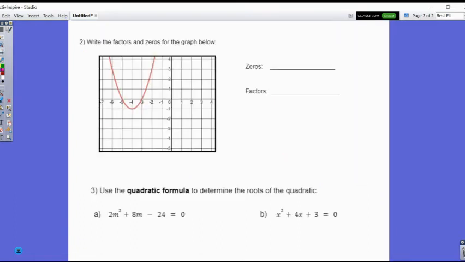So if we go ahead and flip on over to the back, question 2 wants us to write down the factors and the zeros for this graph. So to find the zeros, we are looking at where the graph crosses the x-axis. Identify those locations. The graph crosses at -5, and the graph crosses the x-axis at -3. Those are my two zeros, which means that they're also the two roots. They're also the two x-intercepts.